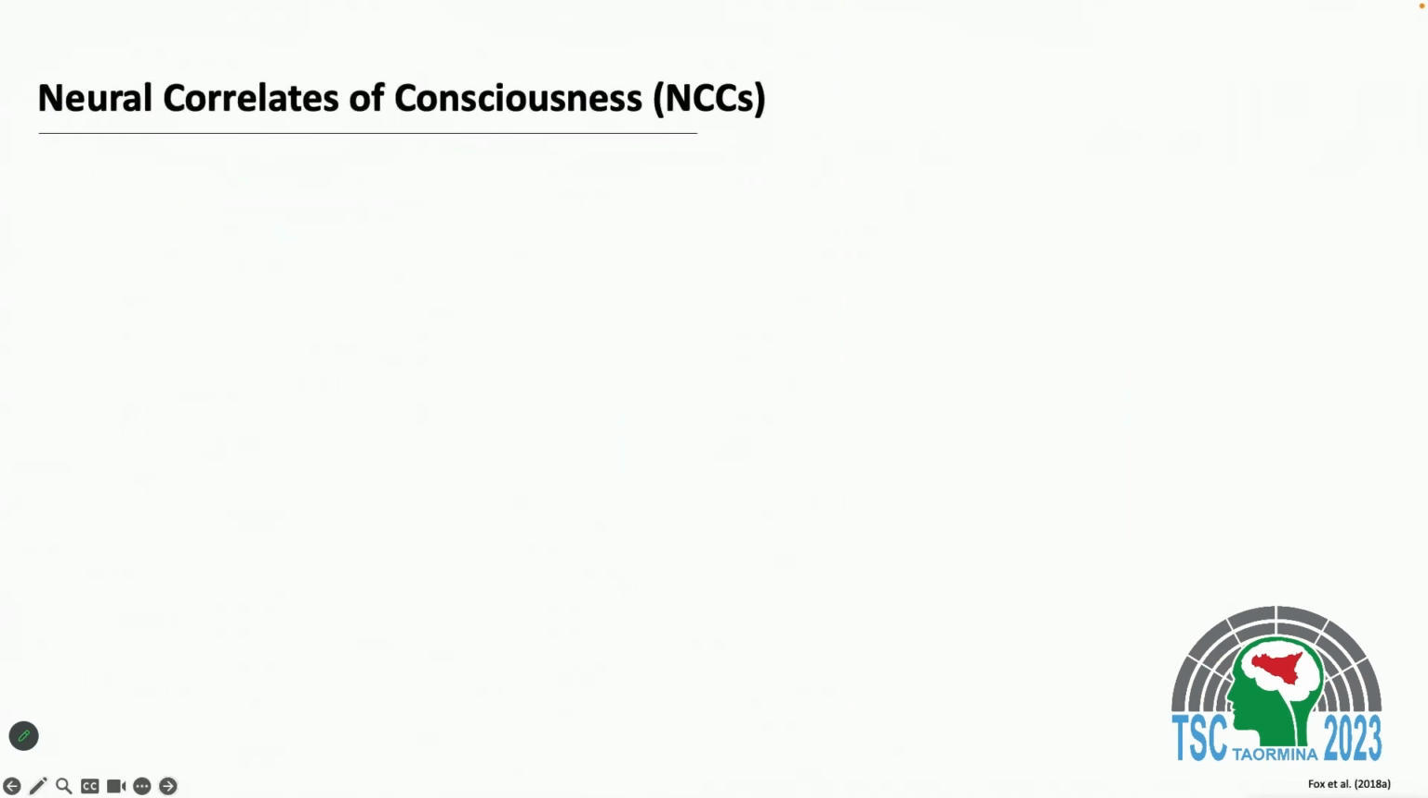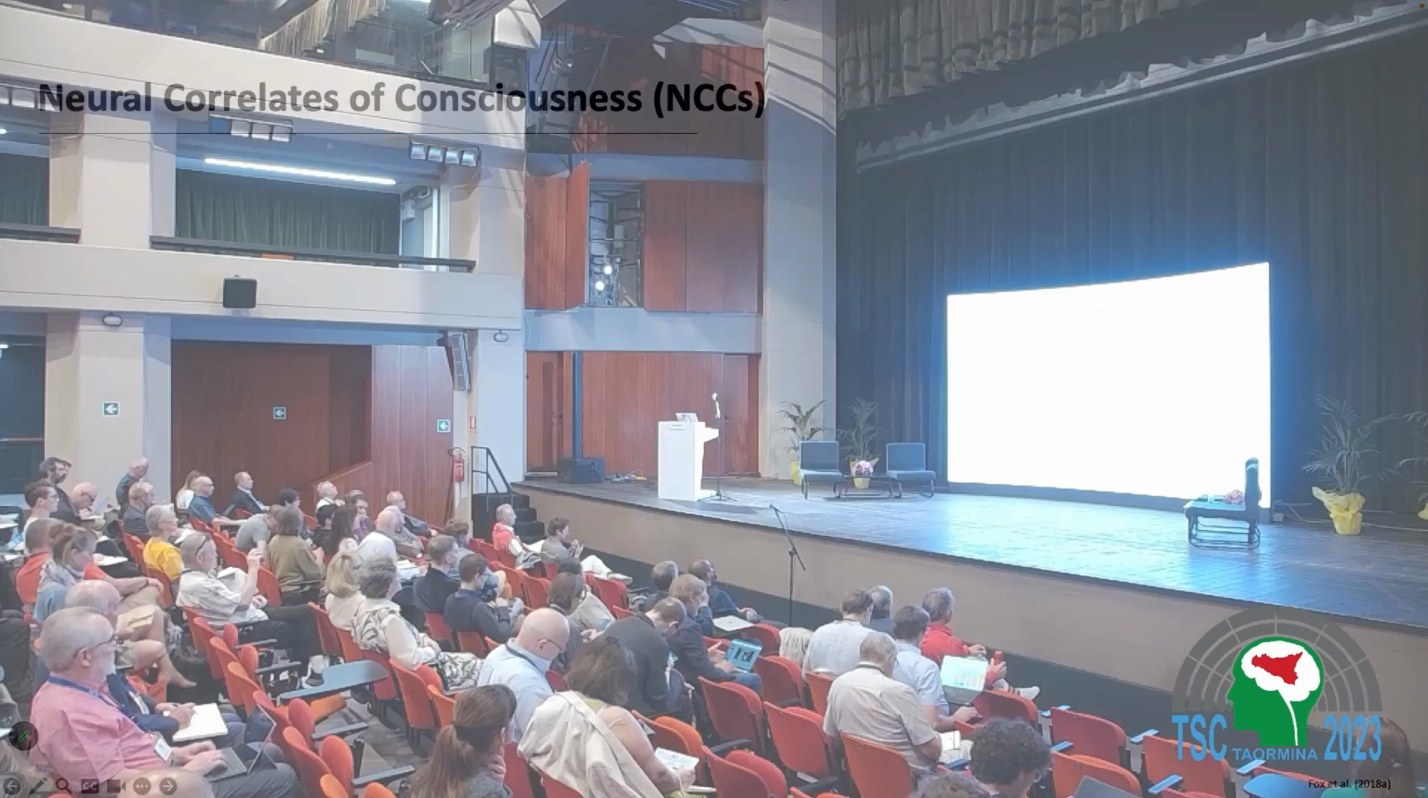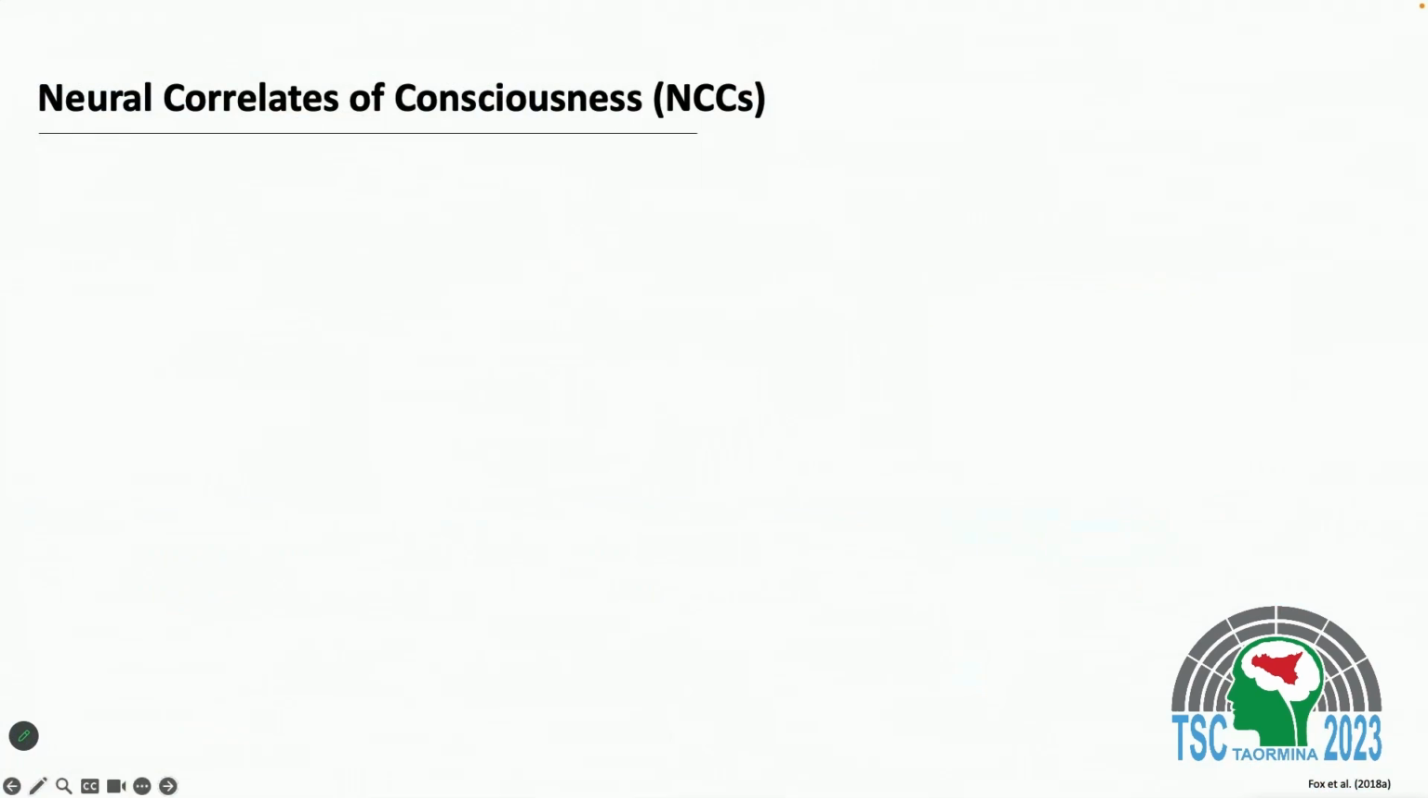Now, because of the tools of neurobiology, we've really done a job of looking for what are called the neural correlates of consciousness. We're looking for the minimum set of neural mechanisms that would be sufficient to produce a conscious percept. And now, important in that definition is produce a conscious percept.